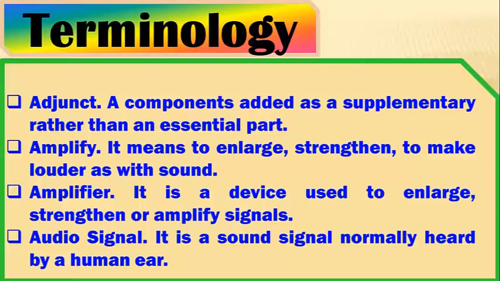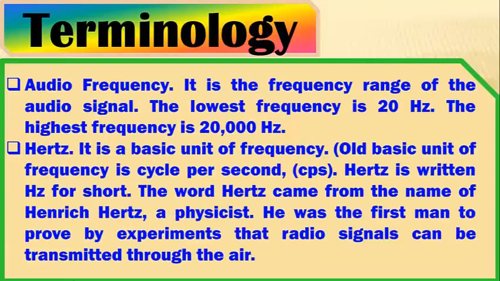Audio signal: a sound signal normally heard by a human ear. Audio frequency: the frequency range of the audio signal. The lowest frequency is 20 Hz. The highest frequency is 20,000 Hz.